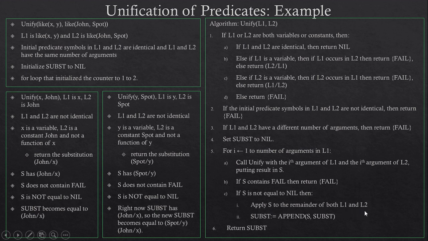Now we move to the next step, creating a new SUBST as SUBST appended to S. Right now SUBST has John for X. So new SUBST becomes equal to spot for Y, John for X. The counter variable is 2. So the control exits the loop and we return the substitution list SUBST, which has the contents spot for Y and John for X.